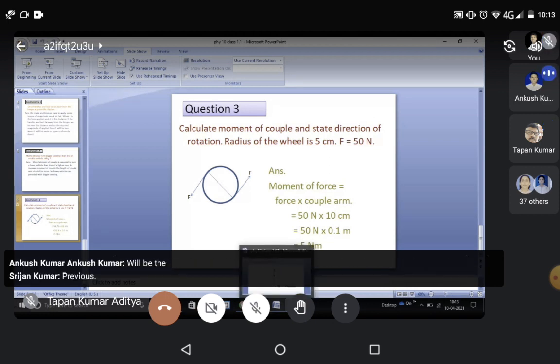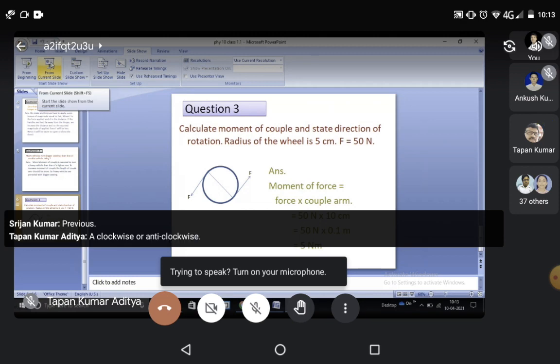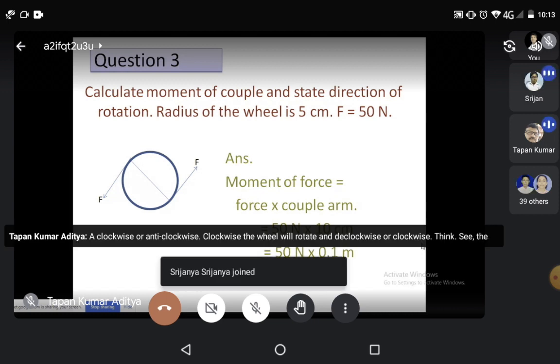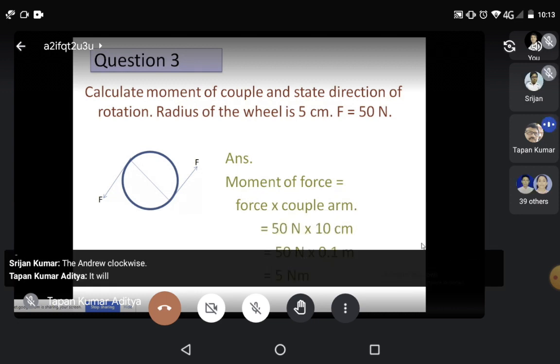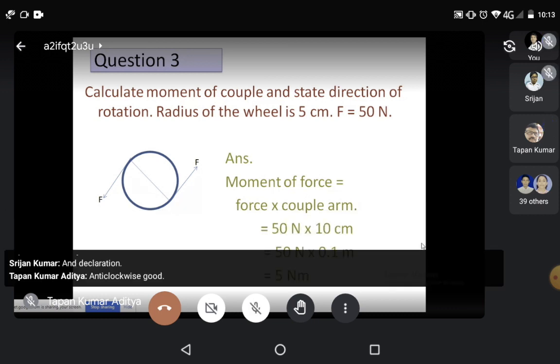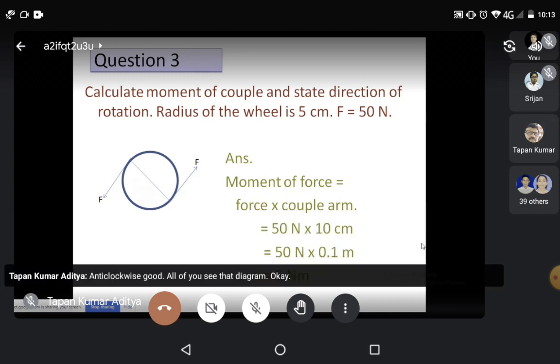Clockwise or anti-clockwise? Will the wheel rotate anti-clockwise or clockwise? Think. See the diagram. Anti-clockwise. Good. All of you see the diagram. It will rotate in the anti-clockwise direction. Rotation is anti-clockwise.